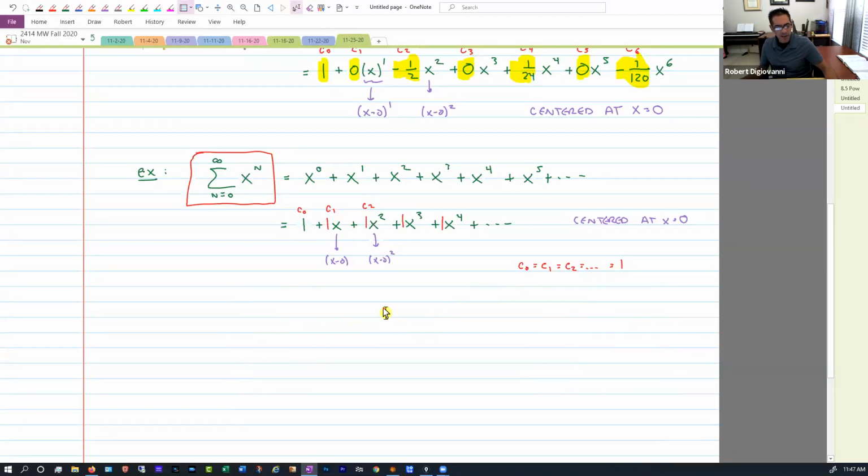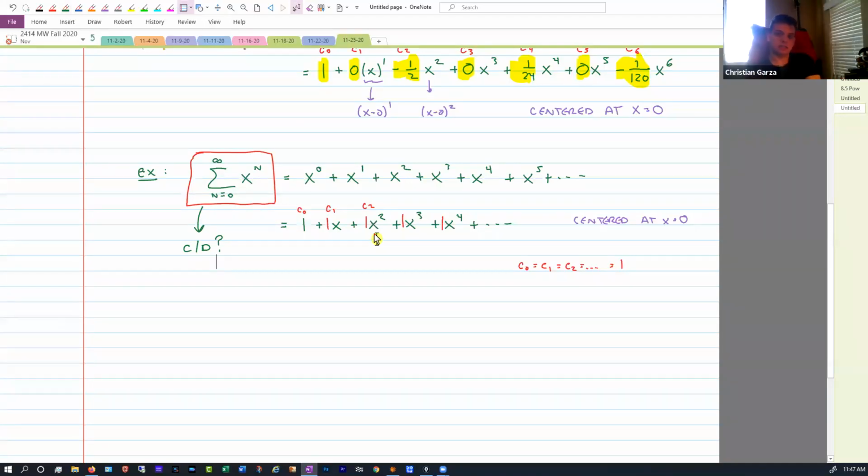Can somebody tell me when this series would converge? I'm asking you, can you tell me anything about the convergence or divergence of this series? We know a is 1, right? What's r for us here? What's r in this series? The x. r is really x, right? So what makes a geometric series converge? The absolute value of x is less than 1.